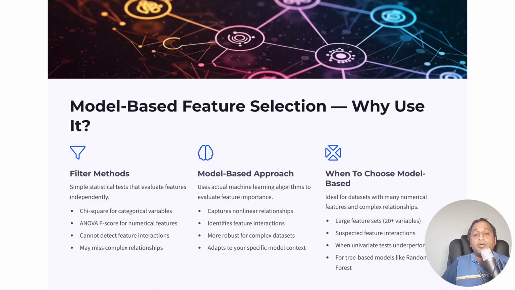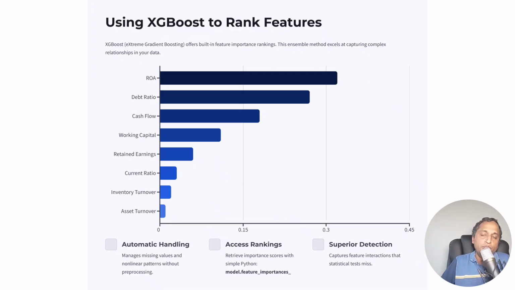You should consider model-based selection when you have a large number of features, say 20 or more, you suspect feature interactions, your filter methods don't improve performance, or you are already planning to use a tree-based model like a random forest or gradient boosted trees. So to summarize, use filter methods for fast early-stage filtering, and use model-based selection when accuracy matters and the relationships are complex. Once we move beyond filter-based methods, a powerful way to select features is to use a machine learning model itself, like XGBoost, to tell us what matters most.